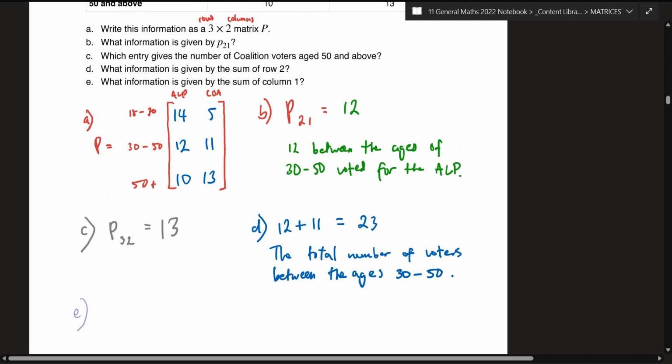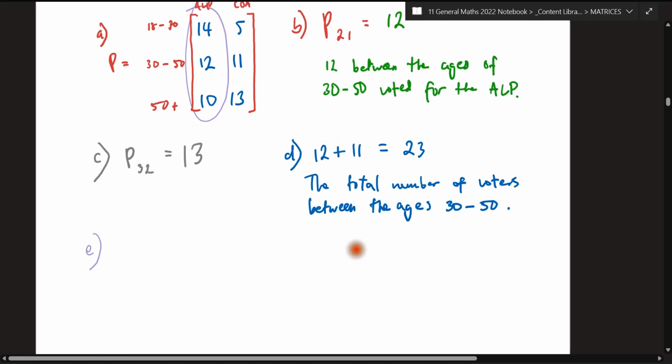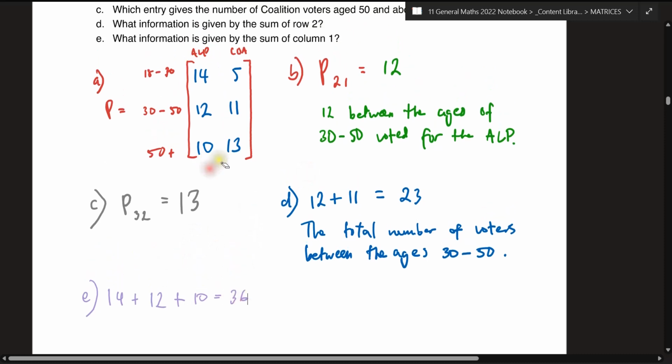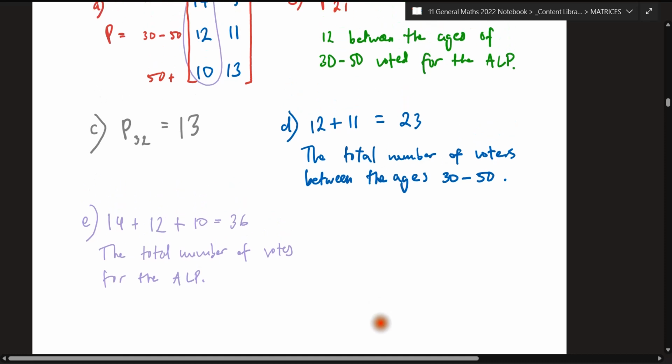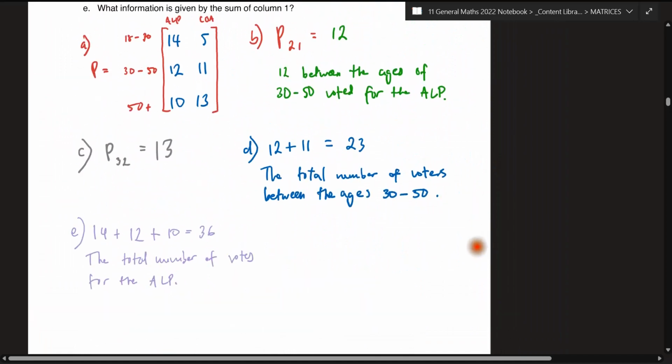What information is given by the sum of column 1? So we're looking at column 1, which is there. Okay, if I added all that up, it'd be 14 plus 12 plus 10, which equals 36. So in terms of the sum of that, it's the total number of people who voted for the ALP. Okay, so that's what column 1 is saying. Cool. And that's basically it for 5A.